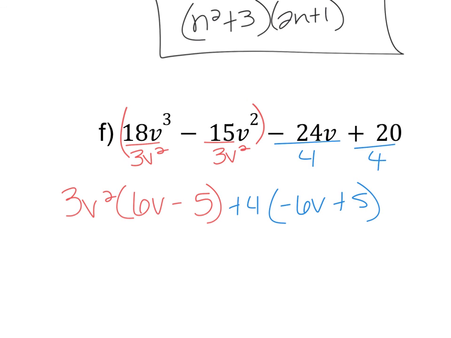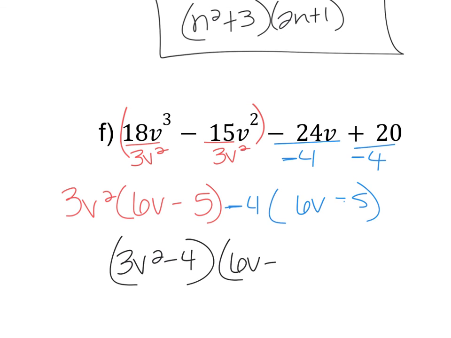Uh-oh, what do you notice? We need to change that 4 to a negative 4 because we want those signs to flip-flop, right? So let's try this again. Since I'm factoring out a negative 4 with a negative sign right there, that becomes positive 6v, the first one. The second one becomes negative 5. Perfect, they match. So I have 3v squared minus 4 quantity times 6v minus 5.